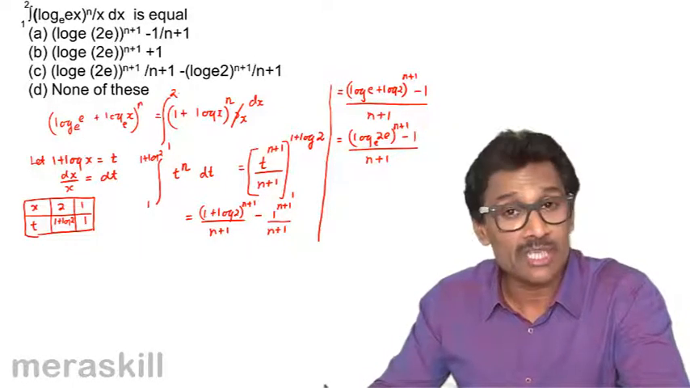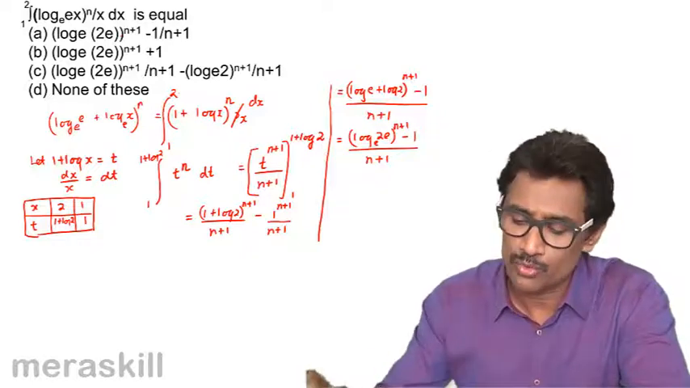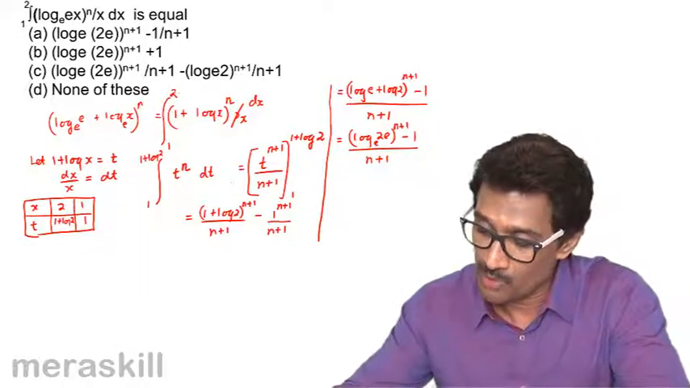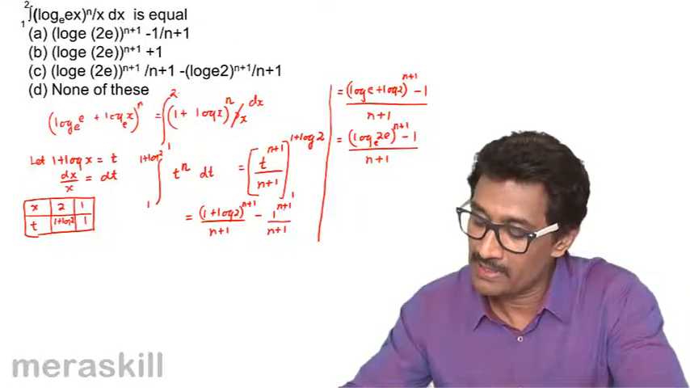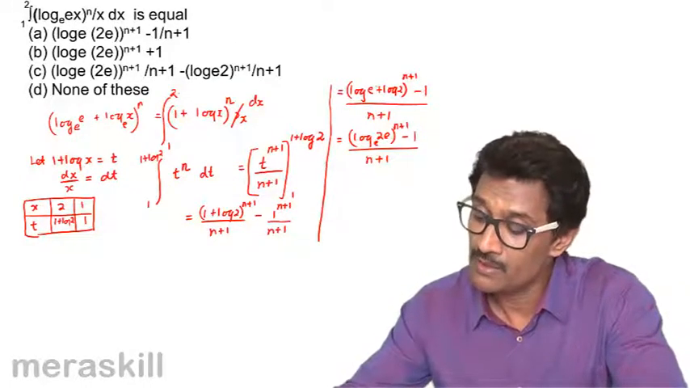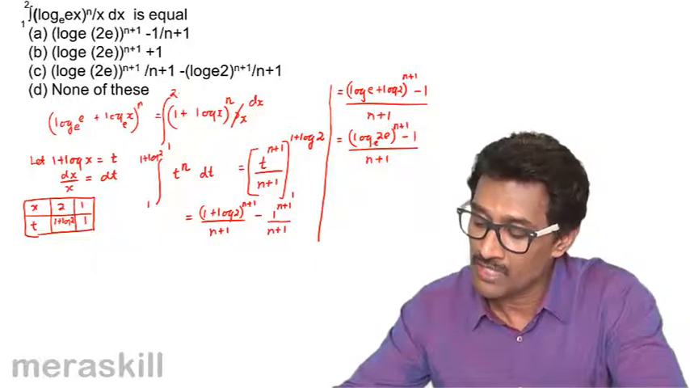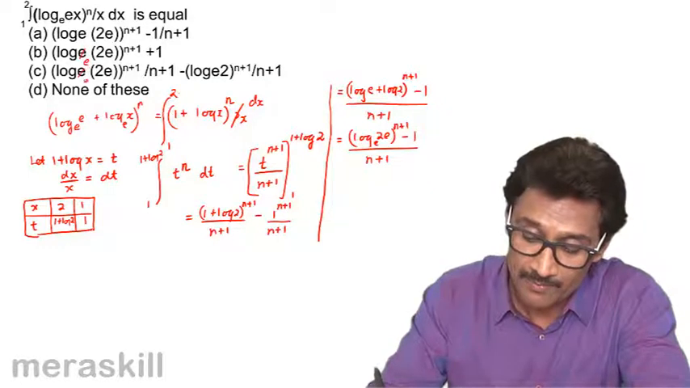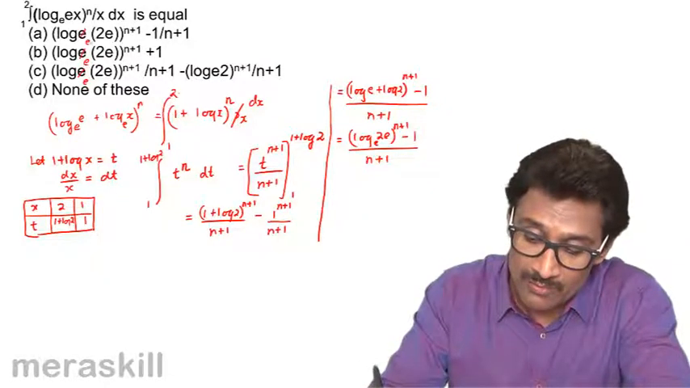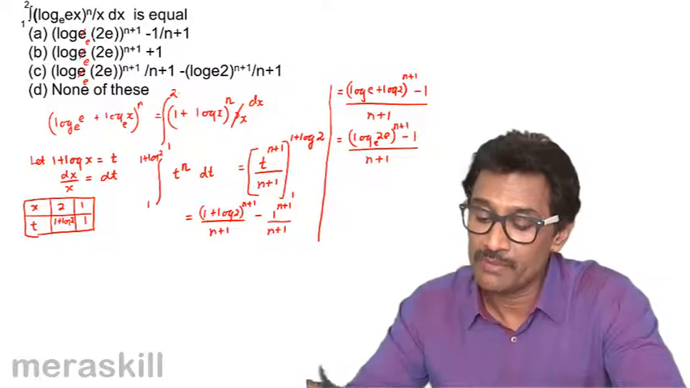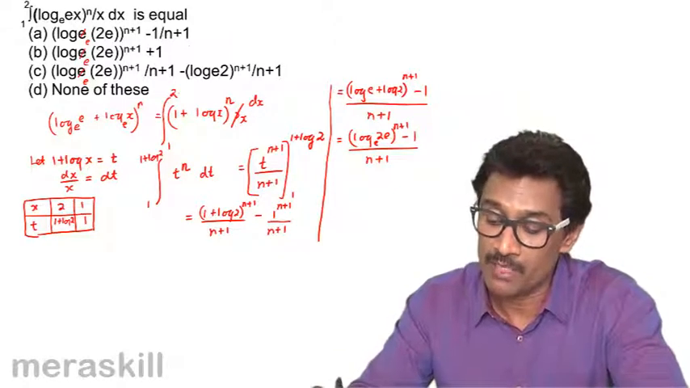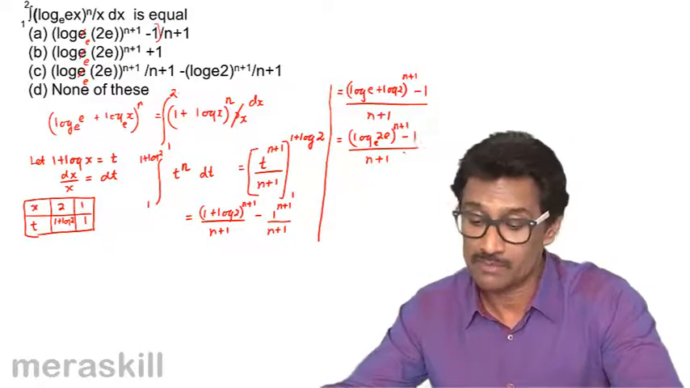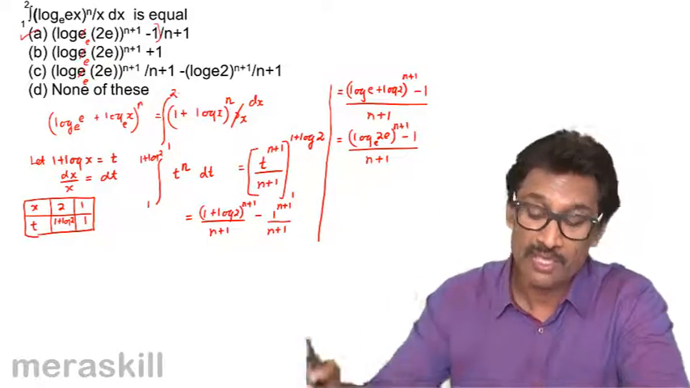Again, the 1. Why do we change this to 1? Because the question is given in those terms. So it's going to be 1 plus log 2, which is going to be log e plus log 2, raised to n plus 1, minus 1 raised to n plus 1 is 1, which will eventually be log 2e to the base e. Actually, all these should be to the base e. So it's log 2e to the base e raised to n plus 1, minus 1. This is the whole divided by n plus 1. So it's option number A.